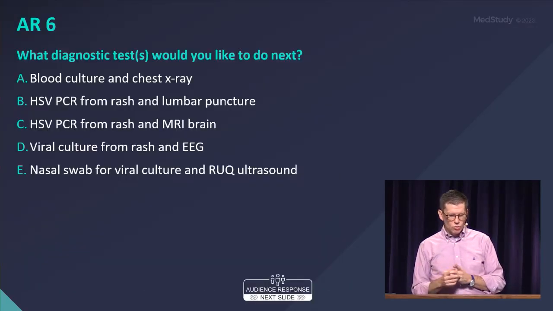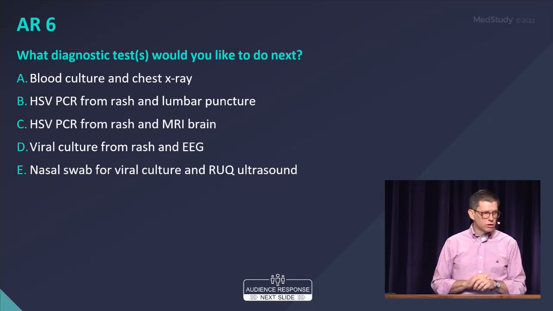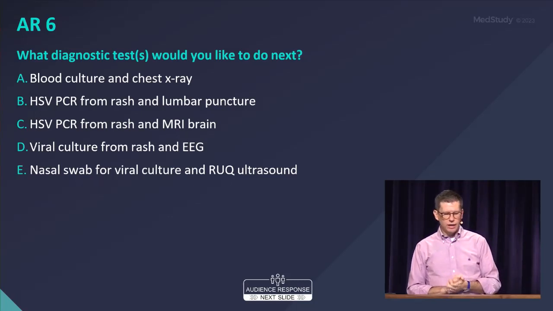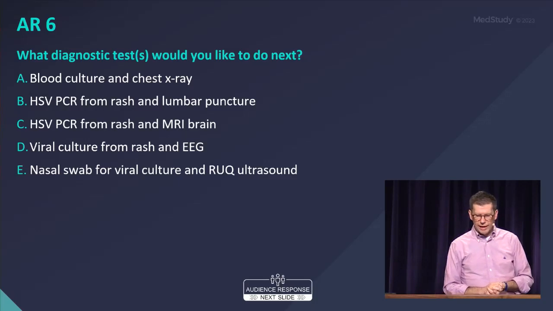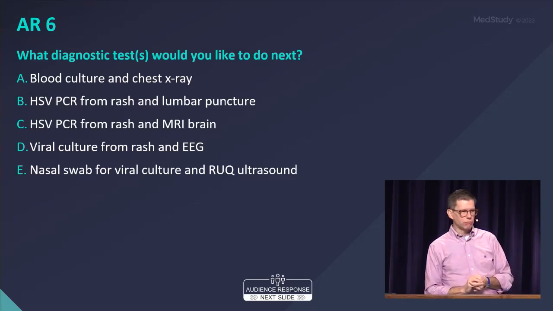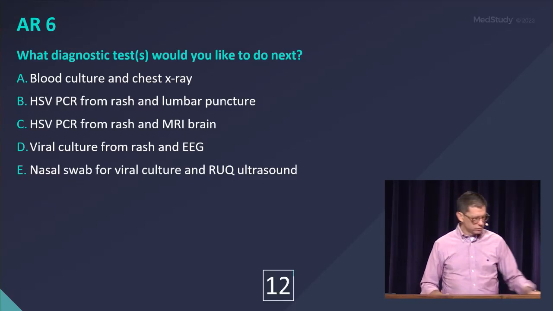Okay. What diagnostic test or tests would you like to do next? A, a blood culture and chest x-ray; B, an HSV PCR from the rash, the lumbar puncture, and an MRI of the brain; D, a viral culture from the rash and an EEG; or E, a nasal swab for viral culture and a right upper quadrant ultrasound.